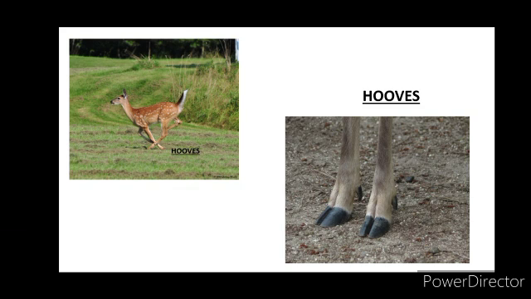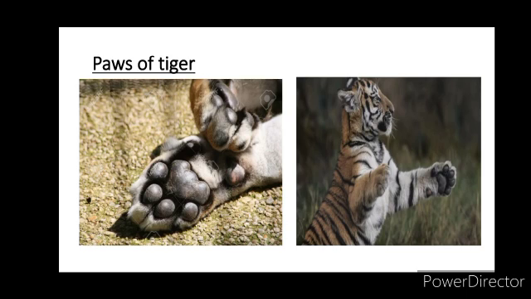predators. Next, animals such as tigers and lions are carnivores because they eat the flesh of other animals. These tigers and lions have padded feet or paws, so they can move closer to their prey without making any noise.